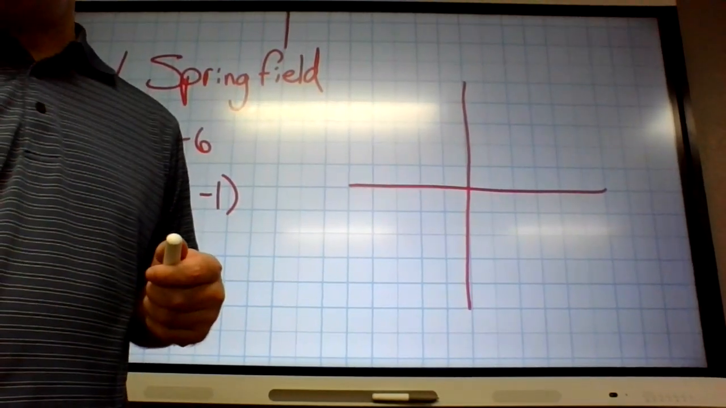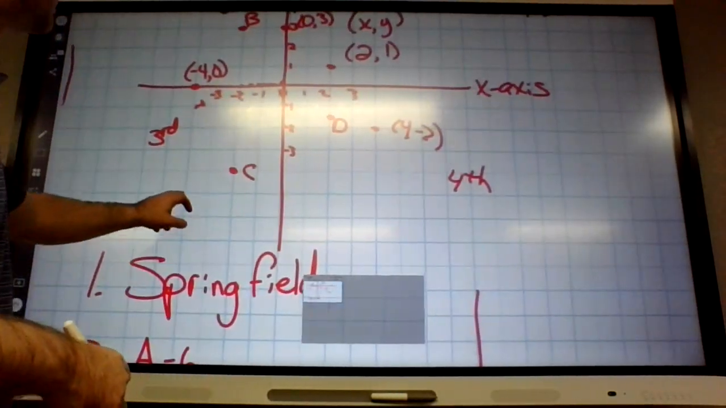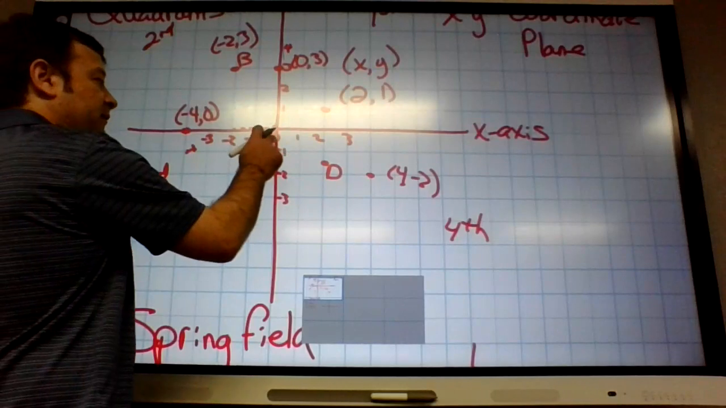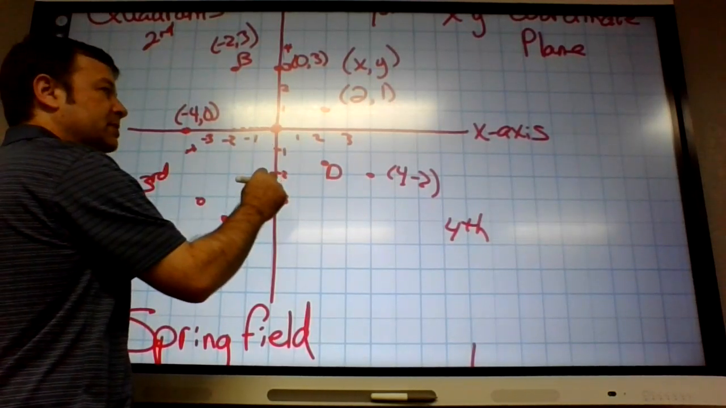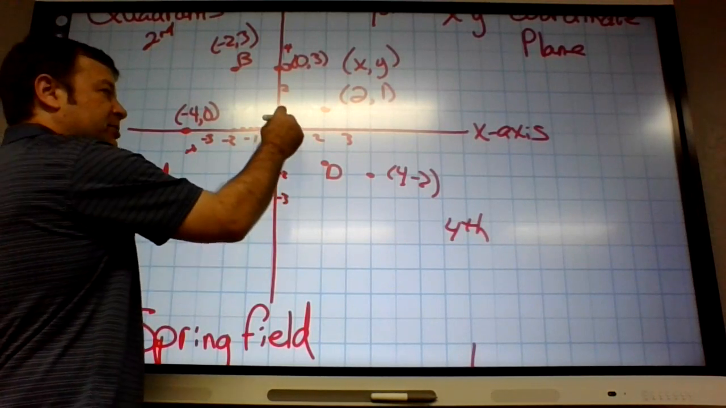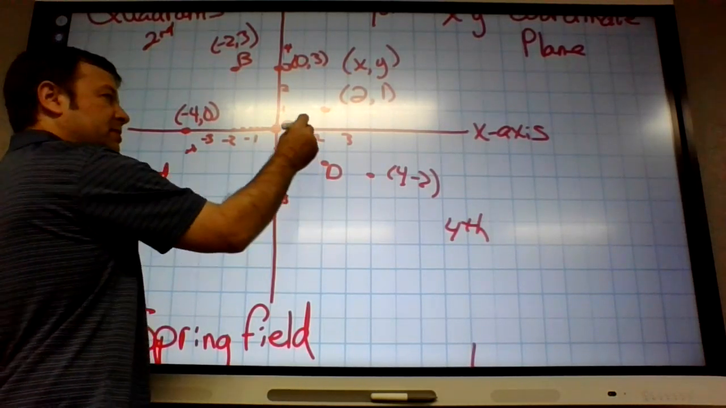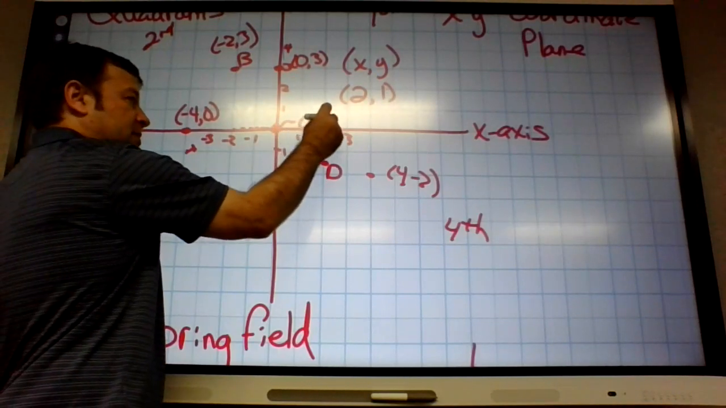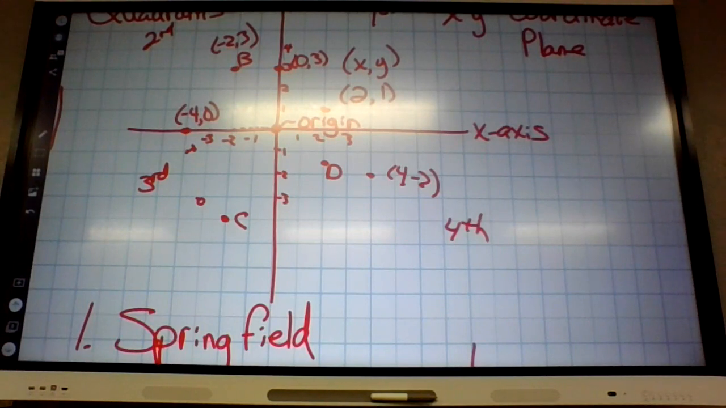Oh, I forgot one thing. If I have a point right here in the middle, what would its coordinates be? 0, 0. Do you guys know what its name is? No. They called it the origin, because that's kind of where you start counting from. Origin, 0, 0.